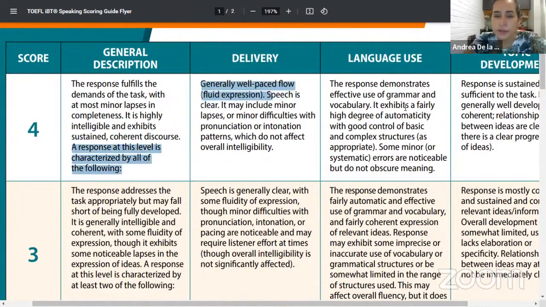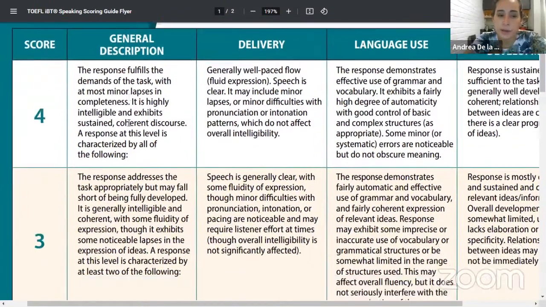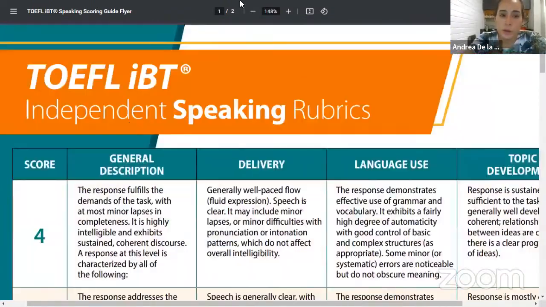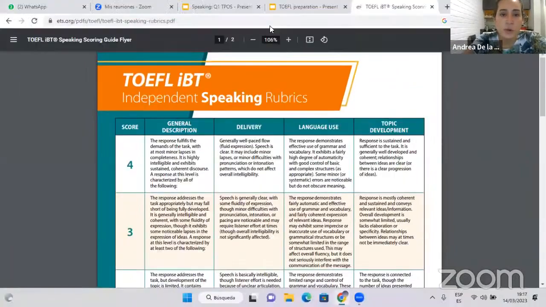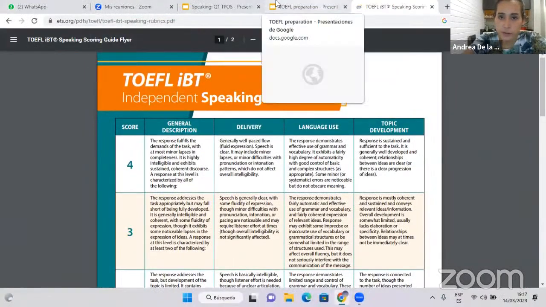And then they explain everything else, right? So that's what you need for a score of 4, which is going to get you the top score in the independent speaking. Okay, guys, do you have any questions about that part?